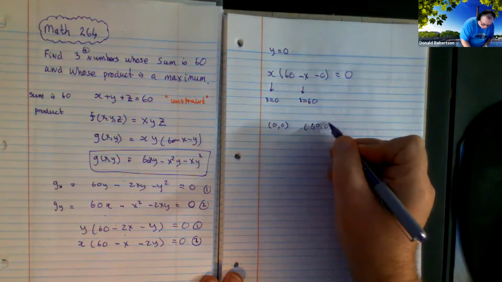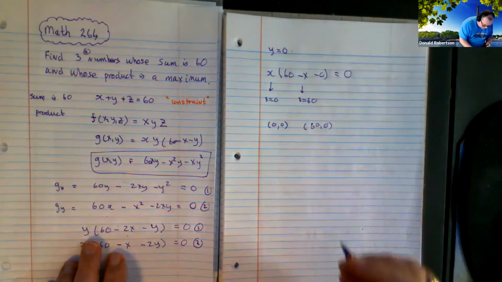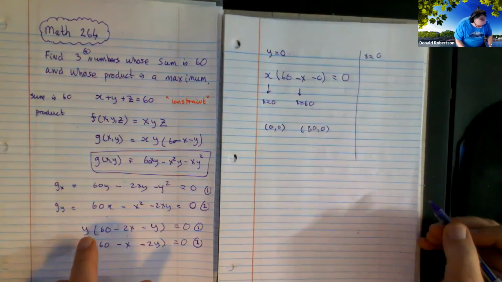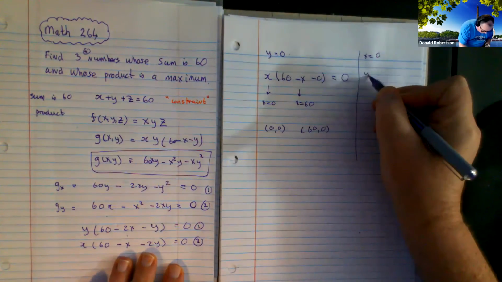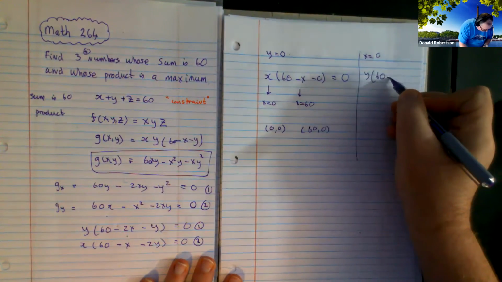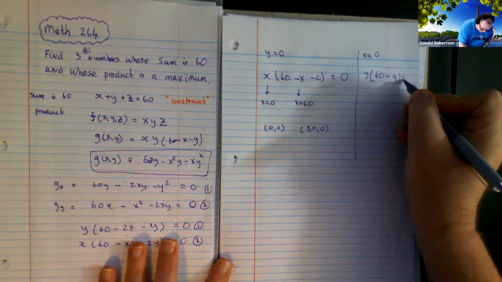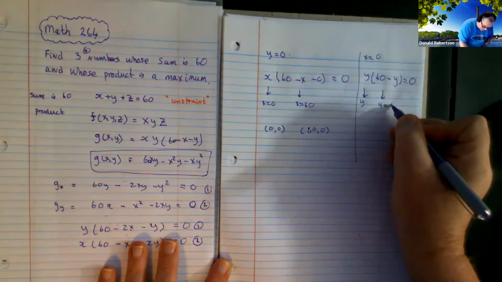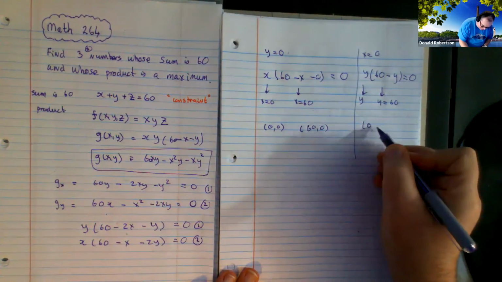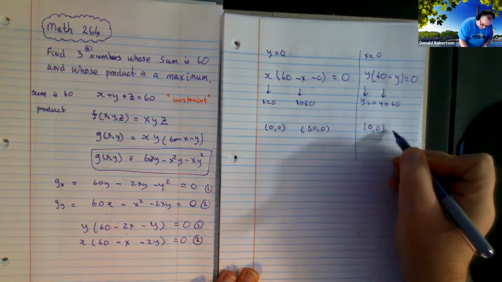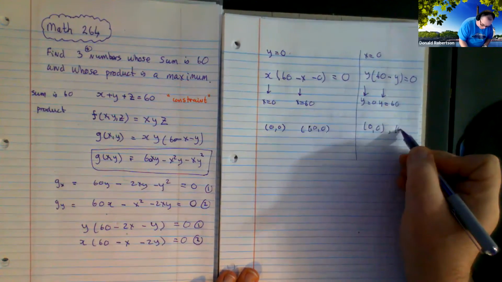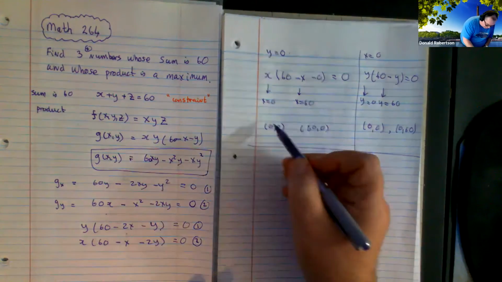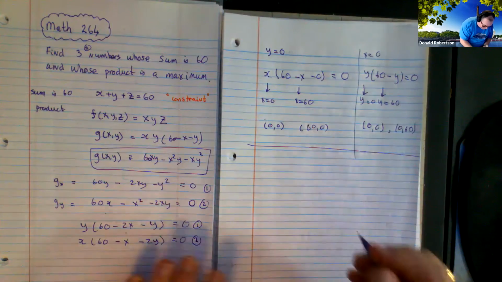(60, 0). Okay. Now, if I do x equals 0, which is here, and I plug it in here, I will get y times 60 take away nothing take away y equals 0, and I end up getting two combinations here, which generates (0, 0) again, which we already had, and a very similar looking one, (0, 60). And so I have four critical numbers right now. Still got some more to do.